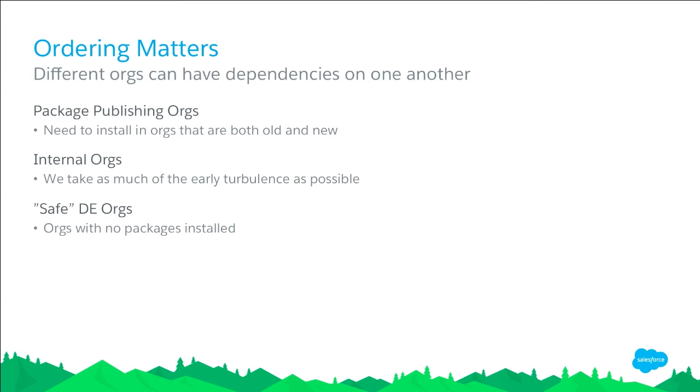After that, we're going to try DE orgs, the ones without packages installed, to make sure it's good, followed by the ones that do have packages installed, and then we go to sandbox, and then to production. Now, production orgs, there's even a subset of those that we're going to do absolutely last, because there are some customers who do not like any change in their org until everything is all good.